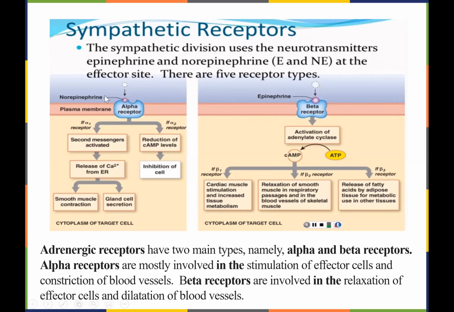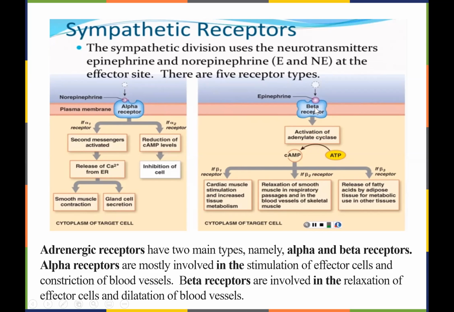When norepinephrine finds its receptor, the receptor is called an alpha receptor, found in the plasma membrane. It can evoke 2 types of response in the cell. Alpha 1 receptors will activate second messengers that release calcium from the endoplasmic reticulum, and it will evoke smooth muscle contraction and glands secreting something. So this is the action. Alpha 1 will stimulate, see, it's stimulating the action, whereas alpha 2 receptor will inhibit cell metabolism.